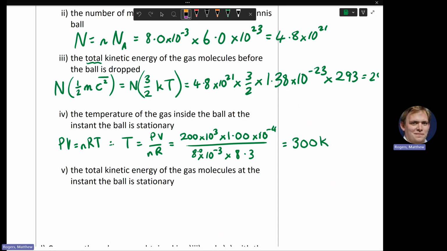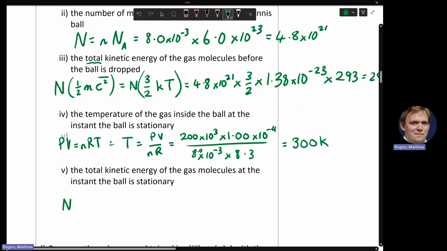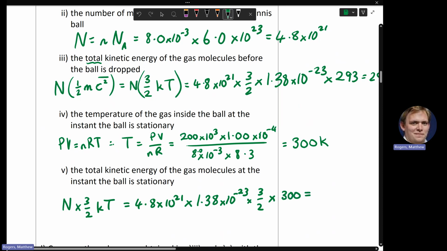And then if we work out the kinetic energy of the gas molecules now, same thing as before, this is going to be equal to N times 3 over 2 kT. So N hasn't changed, 4.8 times 10 to the 21 multiplied by 1.38 times 10 to the minus 23. Don't forget the factor of 3 over 2, multiplied by the temperature. So that's 300, which comes out as 30 joules.